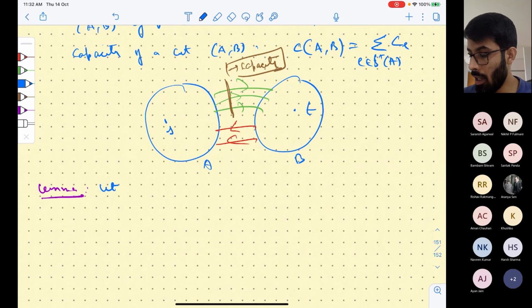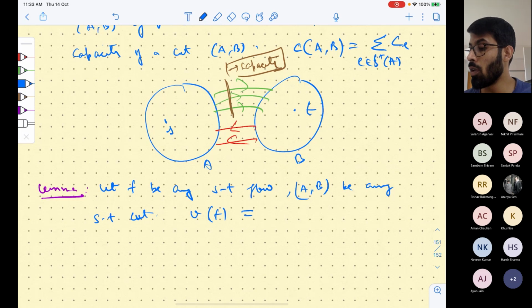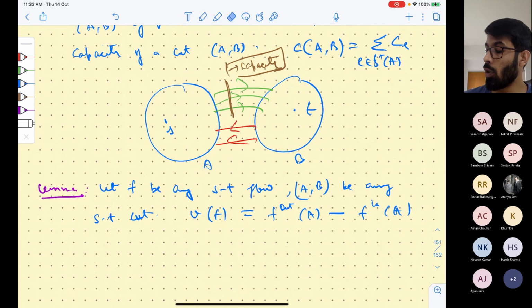Let's say let F be any ST flow and A, B be any ST cut. Then the value of the flow is equal to F out of A minus F in of A. Okay. So the value of the flow is going to be these edges here minus these edges here, right?